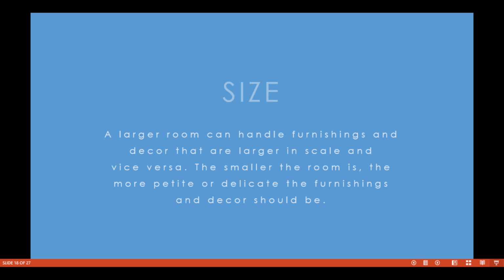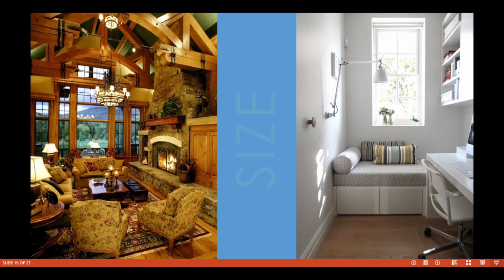Scale is interchangeably used with the word size. A larger room can handle furnishings and decor that are larger in scale, and vice versa. The smaller the room, the more delicate the furnishings and decor should be. Here you can see on the right, this is a very small compact room, and hence compact lighting, a compact table and furniture items have set in. Here you can see the wardrobe has set in very well.